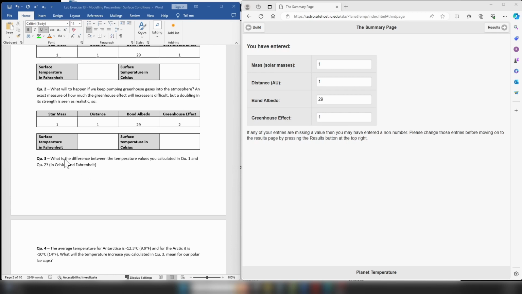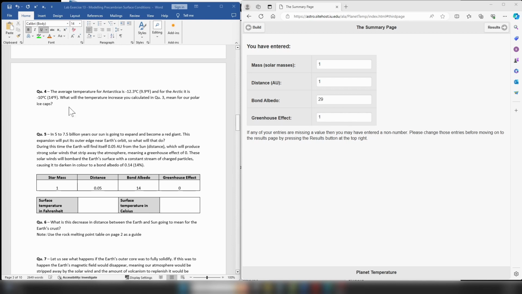And then I'm going to ask you for question 3 to calculate the difference in temperature between the values you calculated for question 1 and question 2. And you're going to give your answer in both Celsius and Fahrenheit. So you're going to take your value in Fahrenheit from question 2 and subtract your value in Fahrenheit from question 1, and you're going to do the same for the Celsius values.